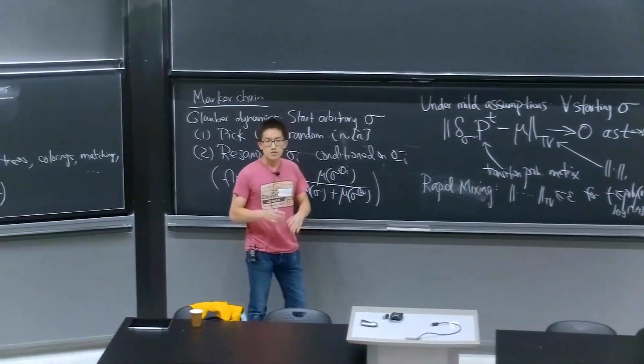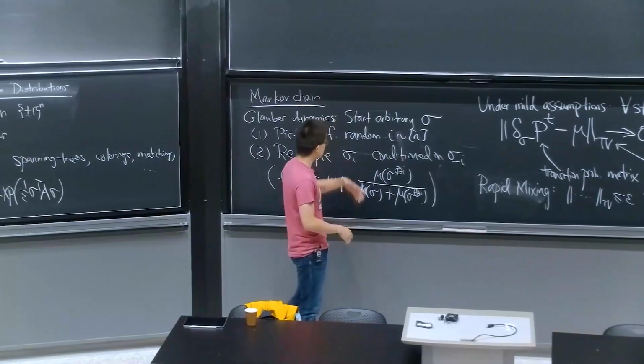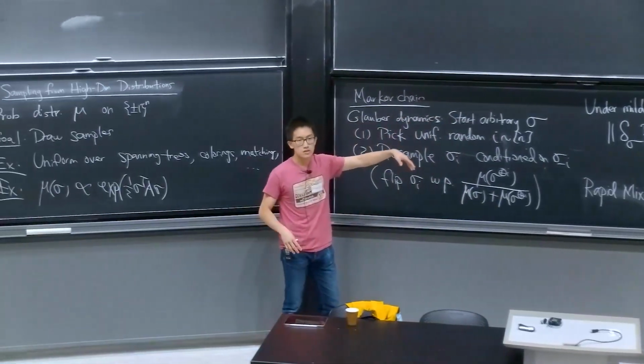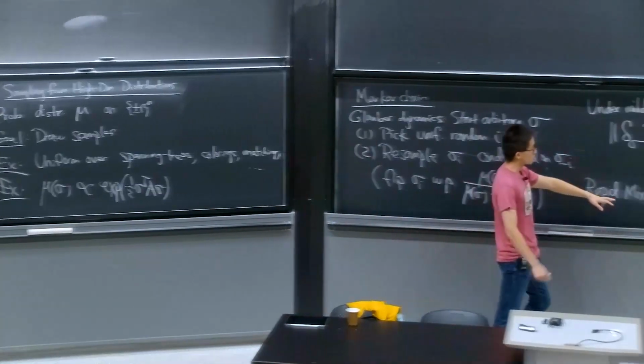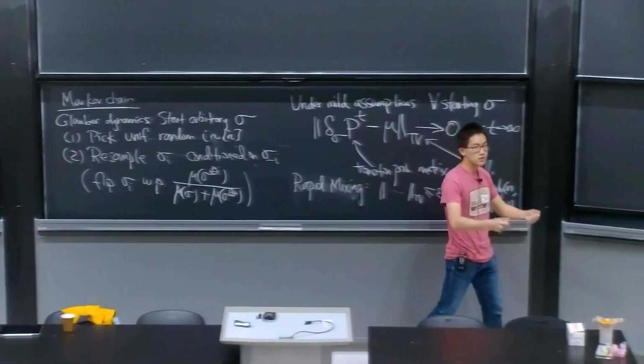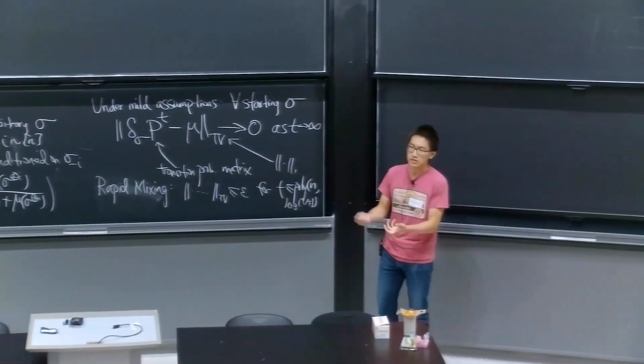Okay? So is the algorithm clear? I'm just going to run this two-step process from some arbitrarily chosen starting state and hope that in a polynomial number of steps of running this process, I eventually get to a bona fide sample, up to some small error.